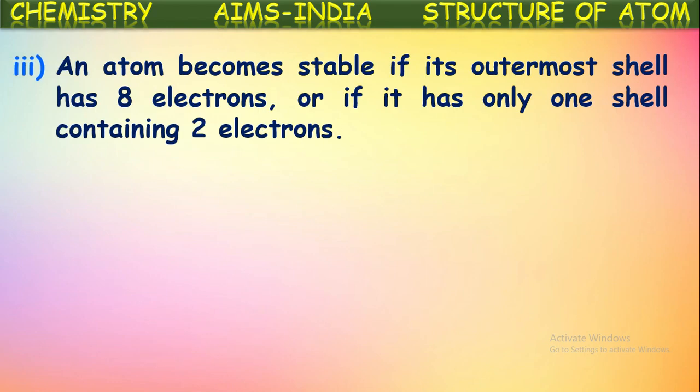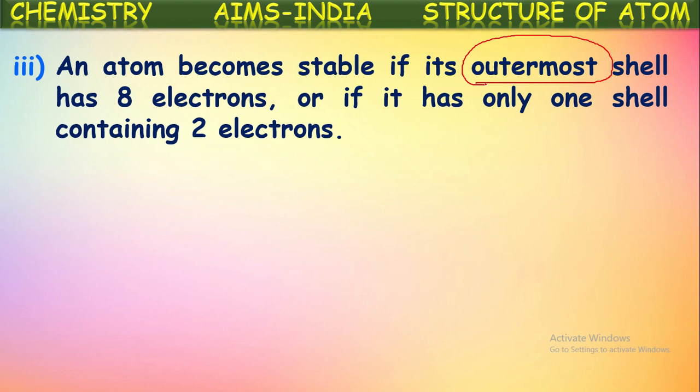Next one, an atom becomes stable if its outermost shell has 8 electrons, or if it has only one shell containing 2 electrons. So it is observed that atoms with 8 electrons in their outermost shell are more stable. What is meant by outermost shell? We are using the word outermost shell to mean the last shell of an atom. If it has only one shell, that itself is called the outermost shell.